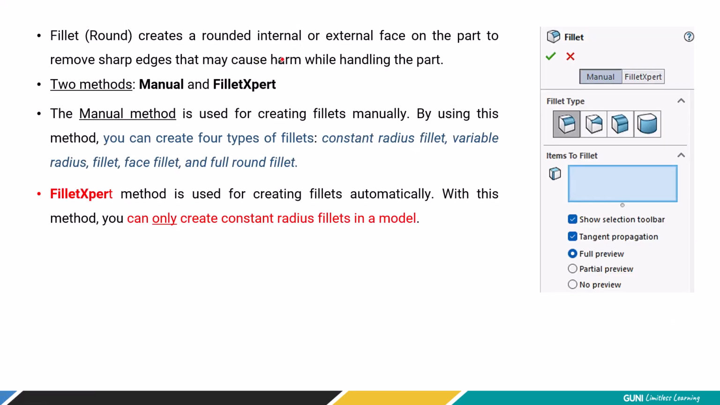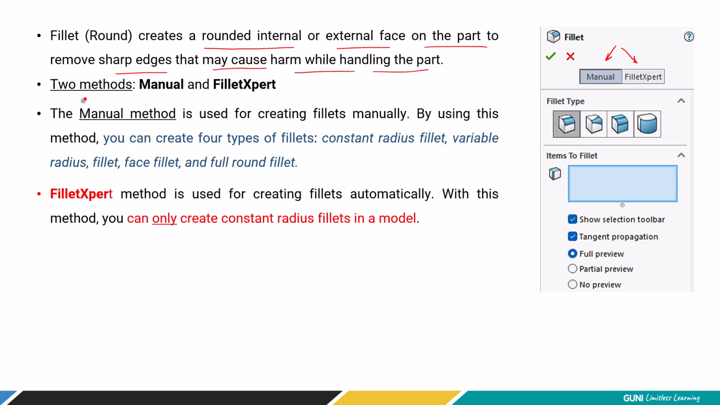Now when you invoke the fillet command, you will see two things: manual and fillet expert. These are the two methods through which you can apply a fillet to the edges, faces or features. Fillet creates a rounded internal or external face on the part to remove sharp edges that may cause harm while handling the part.